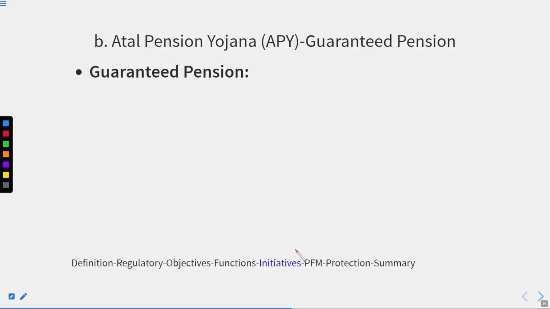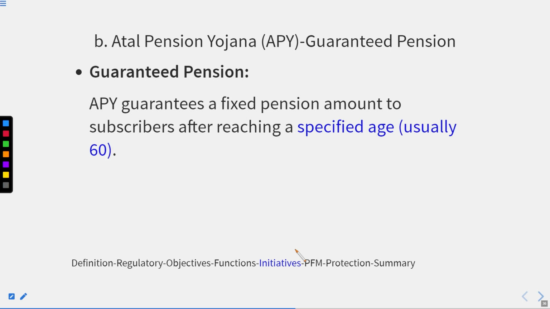Thereafter, the second provision in it is the guaranteed pension. What do we mean by it? APY guarantees a fixed pension amount to subscribers after reaching a specified age, usually 60. Why? Because as I have told you, 15 years to 60 years is the working age we considered in India.